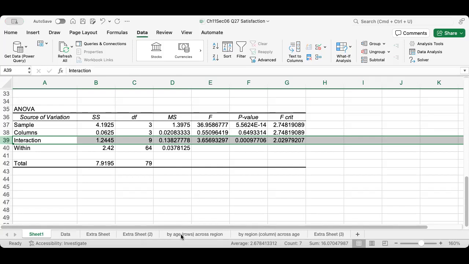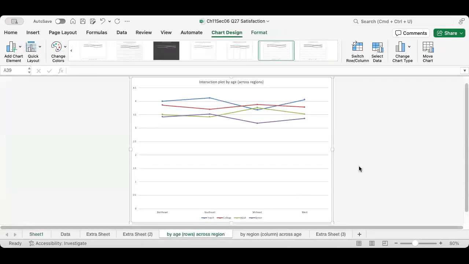If I graph by age, notice this first set of 4 data points is the Northeast. The second set of data points is the Southeast. The third is the Midwest, and the fourth is the West. I've got lines crossing all over the place, huh? There's an interaction here. So region, interaction.